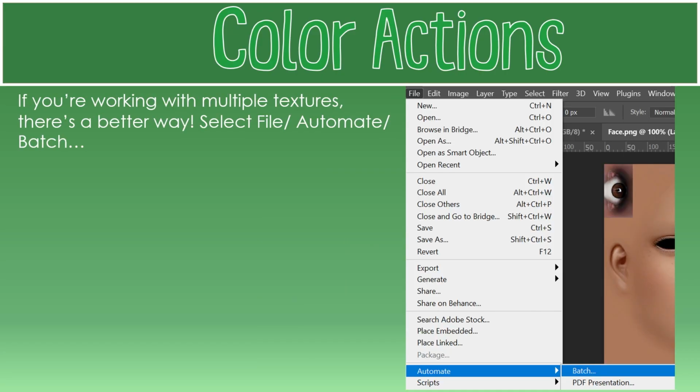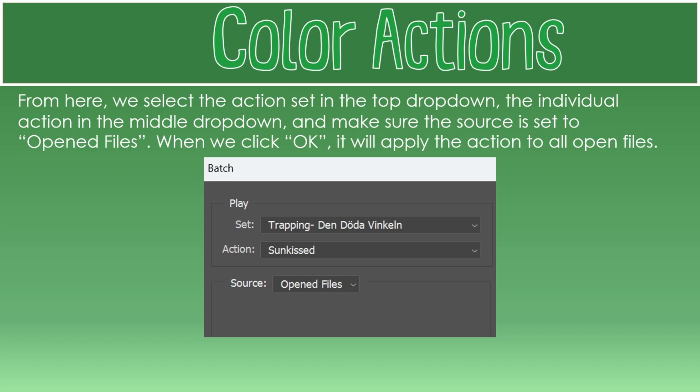If we want to do this for a whole bunch of textures, however, if we have a whole set of skin tones, a whole set of skin textures that we need to recolor, there's a faster way. We select File, Automate, Batch. Then we select the action group in the top drop down here, and the specific action in the bottom drop down, and then we click OK. And it's going to apply this same action to everything that's open. And then we would save it as you normally do.